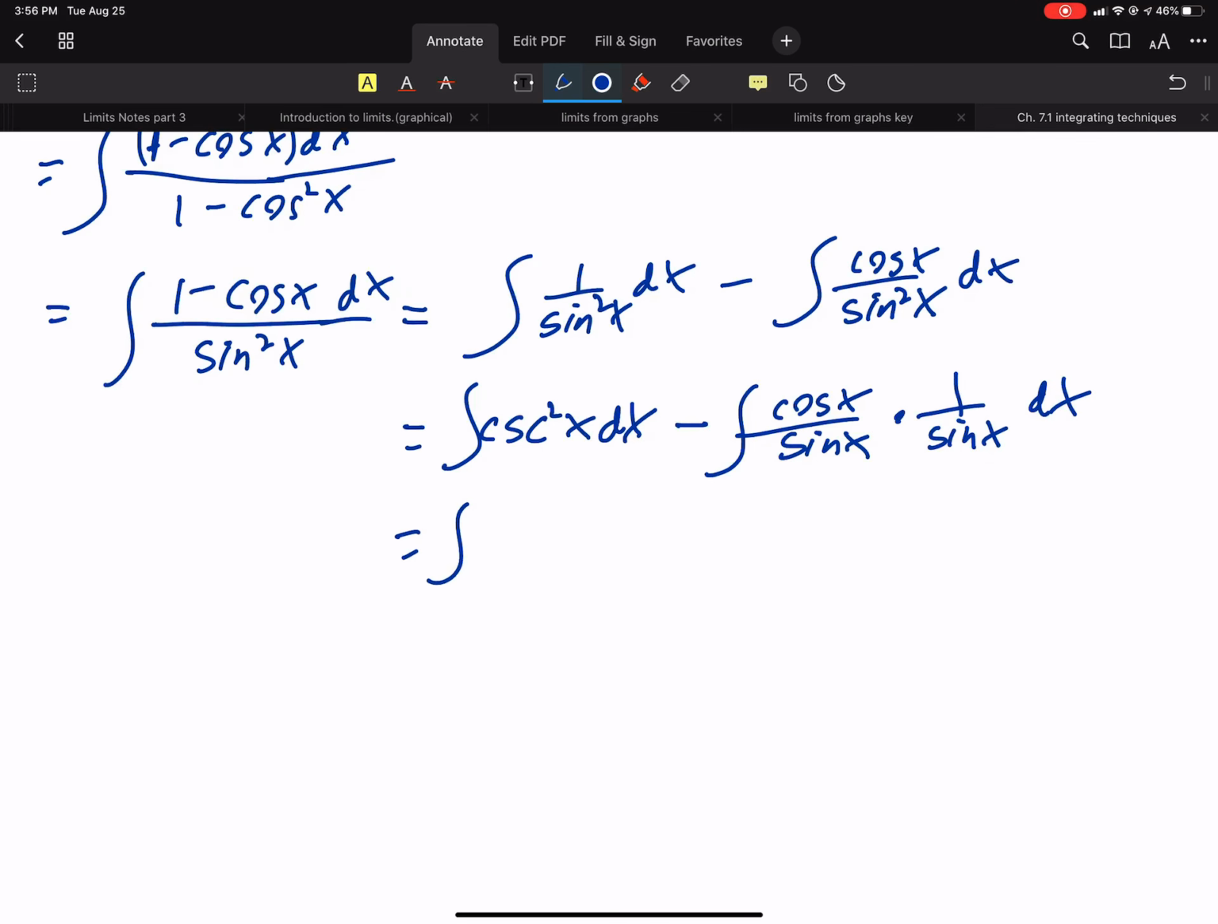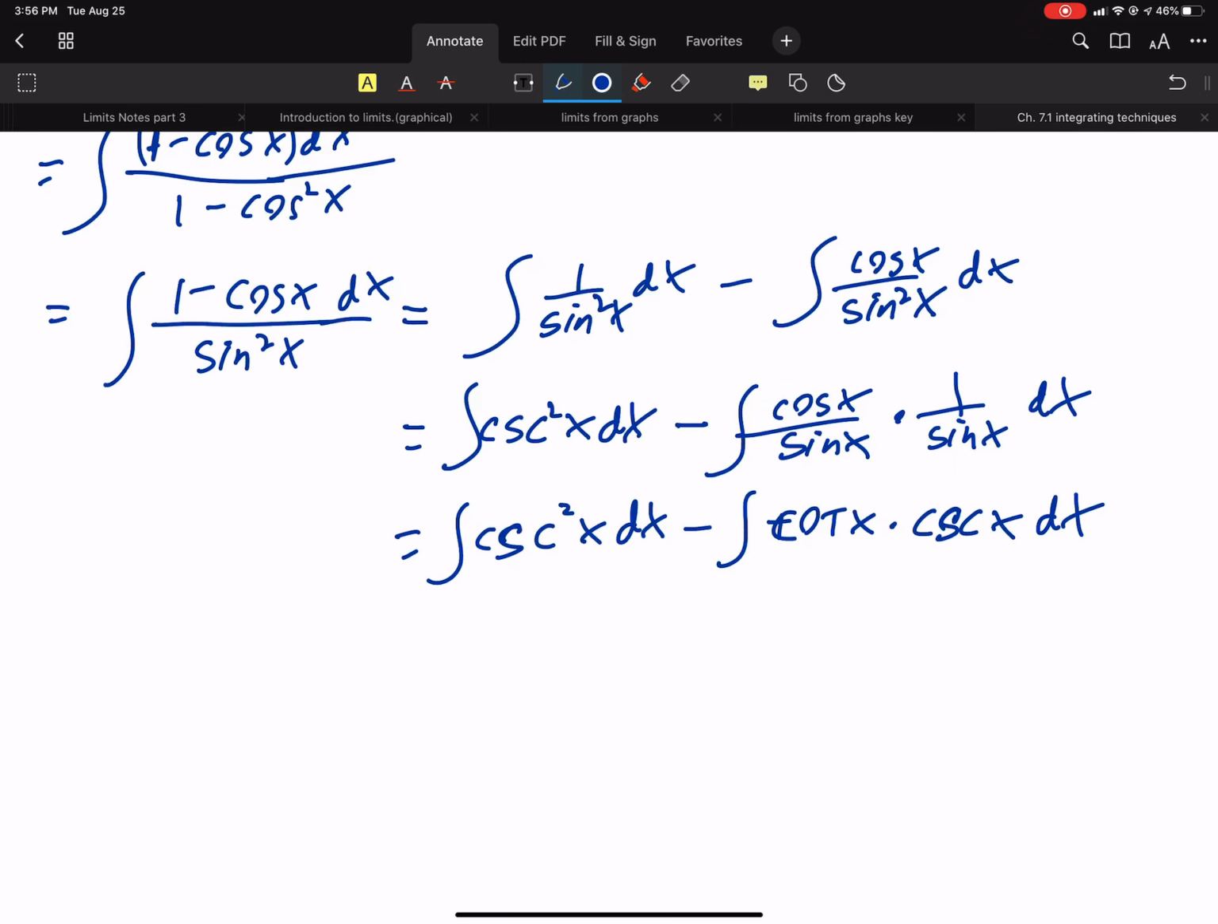And I just, through experience and knowing some common antiderivatives, am led to this. But cosine over sine is cotan. And 1 over sine is cosecant. And beautiful things start to happen. The derivative of what is cosecant squared? This is again where you need to know your basic derivatives.